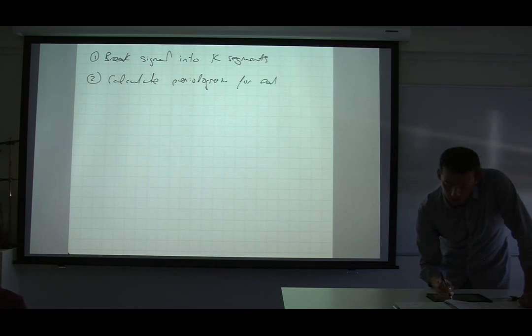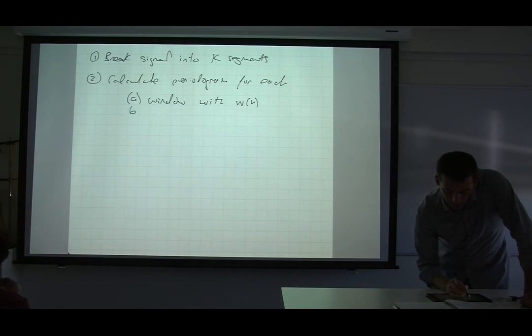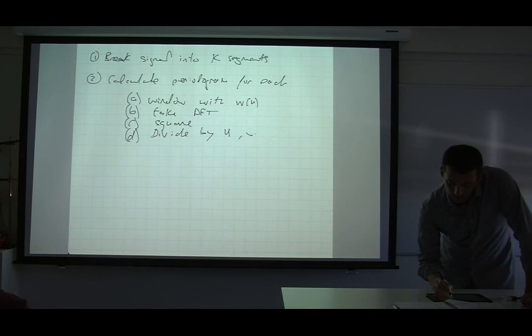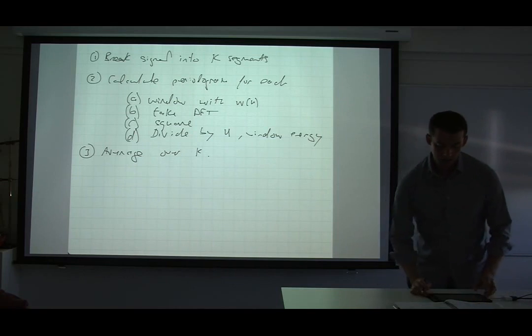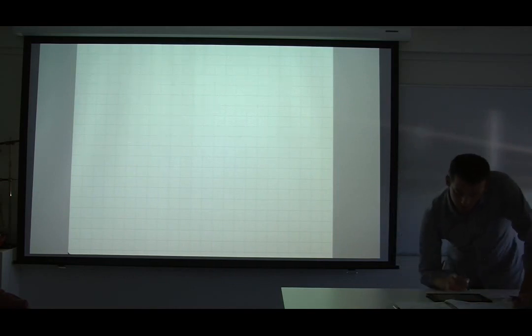For each segment, the steps here are, as I just said, A, you window with W, some window W of n, B, you take a DFT, C, you square it, D, divide by this U, the window energy. And then the last step is average over K.